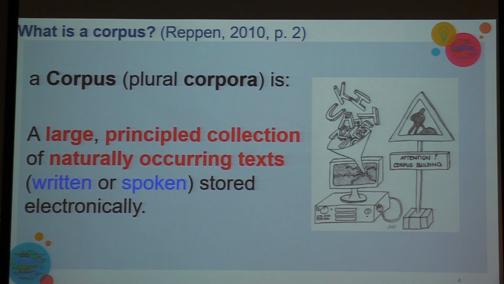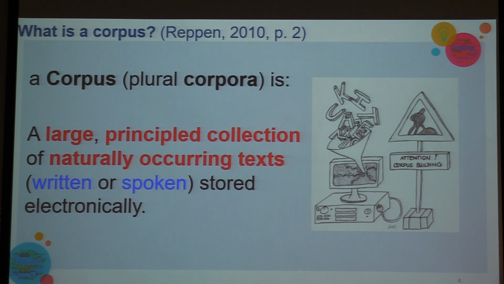A corpus can be large. A corpus can range from 1 million words to 500 million words. So it's really large. Principled collection, what does it mean? Why do we need to learn language? Because we use language to perform different functions, right? For example, news texts are written differently from fiction. Fiction is written differently from magazine articles. So language is divided into different types of genres.